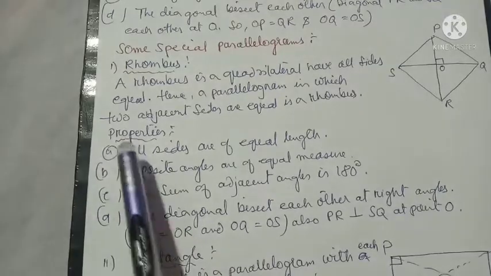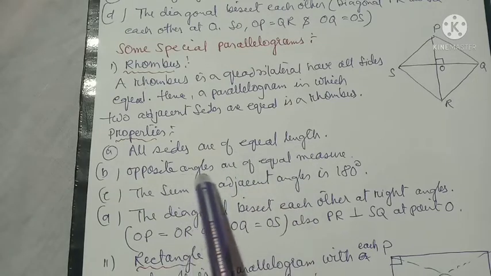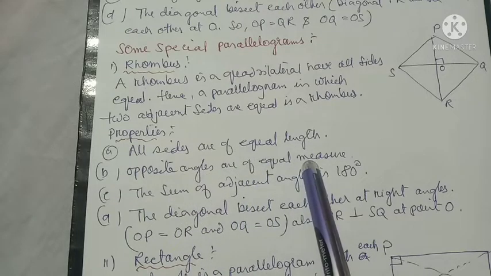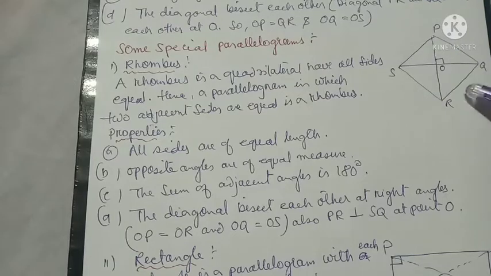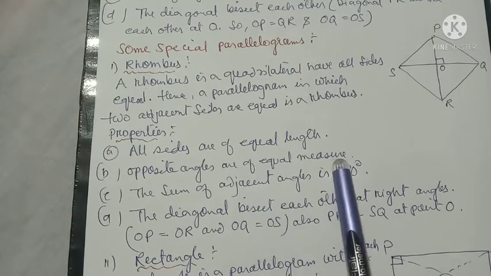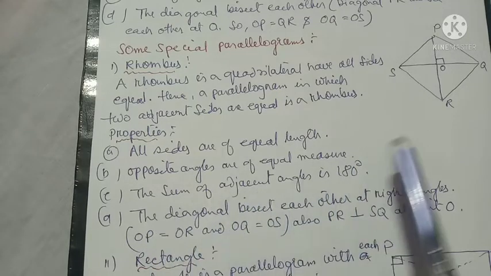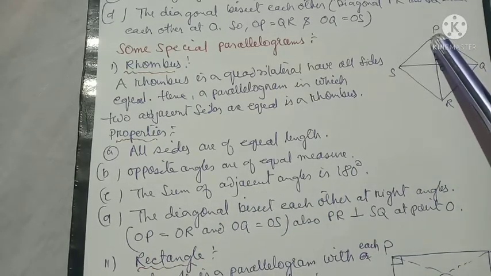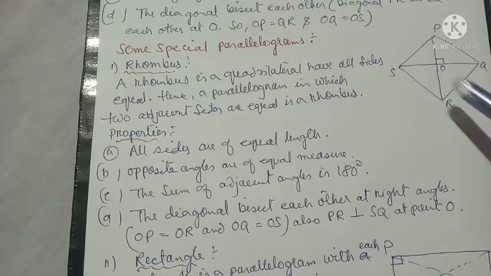So let's see the properties of a rhombus. All the sides are of equal length. Opposite angles are equal in measure. The sum of adjacent angles is 180 degrees. If P plus Q is equal to 180 degrees, P plus S is equal to 180 degrees, R plus S is equal to 180 degrees, Q plus R is also 180 degrees.